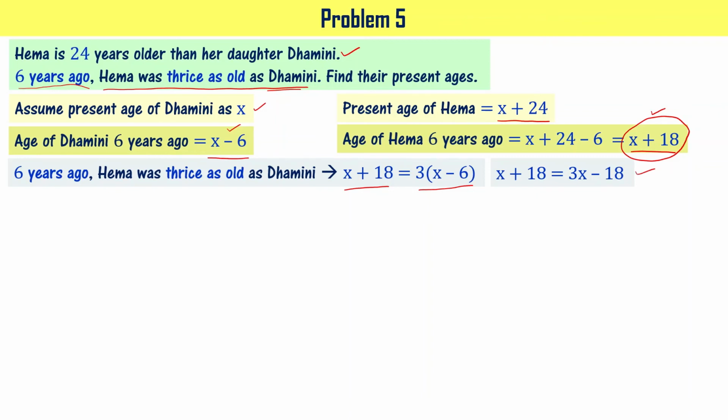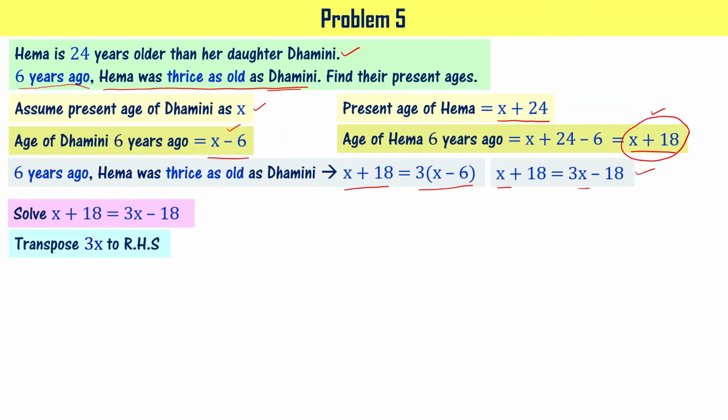This is a linear equation in one variable, but the variable is on both sides of the equation, right? Now let's solve this equation to get the age of Damini, that is X. Once you know the age of Damini, you can get the present age of Hema just by adding 24, right? Now let's solve this equation. To do that, let's transpose 3x, which is on the right hand side, to the LHS.